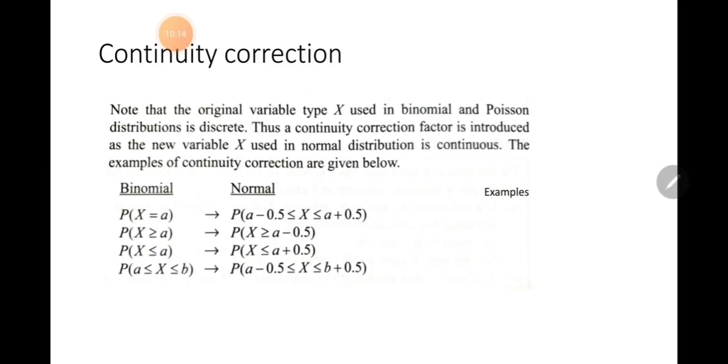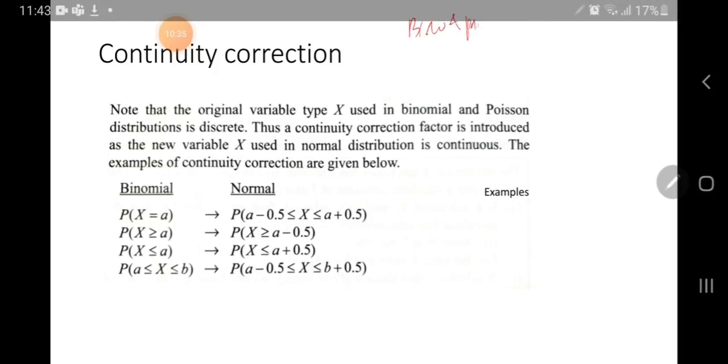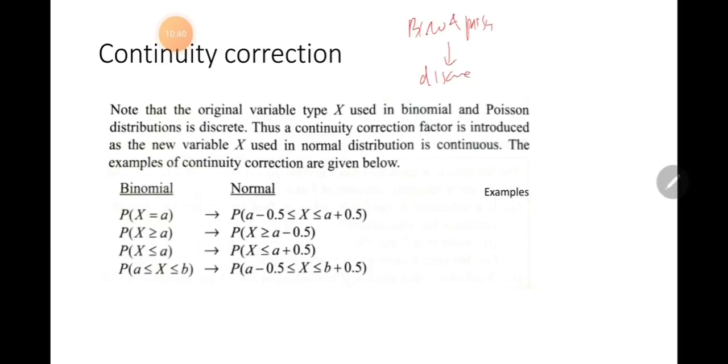Now, one issue might arise when you approximate binomial or Poisson using the normal distribution. What kind of issue would arise? One thing about binomial and Poisson is that they are discrete random variables, whereas the normal is a special distribution from the continuous random variables. So now there's a gap between a discrete and a continuous random variable. If you have 2 and 3 for a discrete variable, there's nothing in between 2 and 3, or if you have 4, there's nothing between 3 and 4.